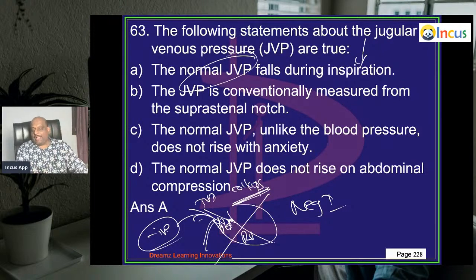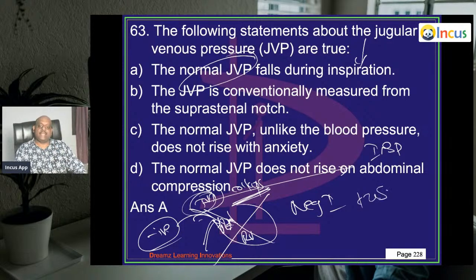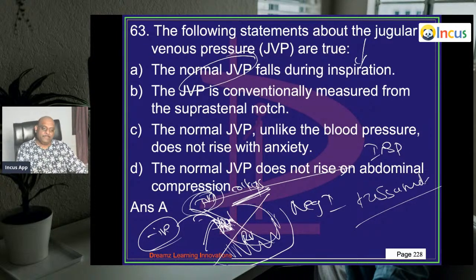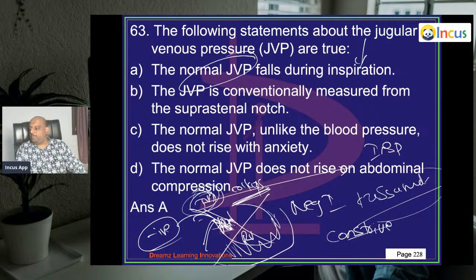If they don't collapse, and JVP remains prominent in spite of inspiration, that is called Kussmaul sign. When will that happen? If during inspiration, the heart has a thick pericardium, which is preventing the inflow of blood into the heart, the blood remains in the jugular veins. That leads to a prominent jugular vein at the time of inspiration, which is called Kussmaul sign, which is the hallmark of constrictive pericarditis, is what I want to underscore to all of you.